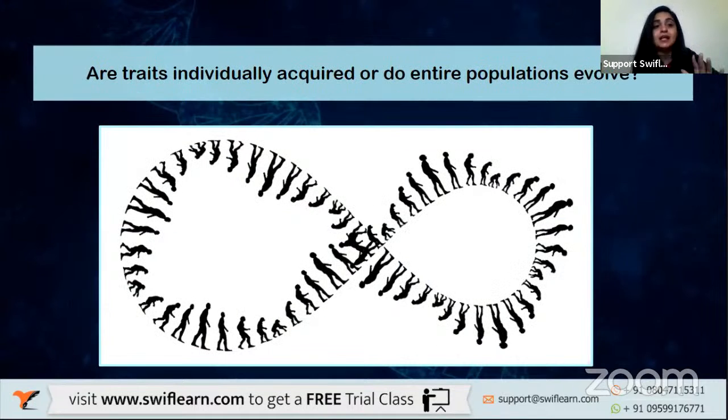Right. Now, are traits individually acquired, or does the entire population evolve? This must be coming to your mind, that if something is happening to one of the beetles, will it happen to just one of the beetles, or will the entire generation or entire population living on the earth be affected by that? So let's explore this now together.